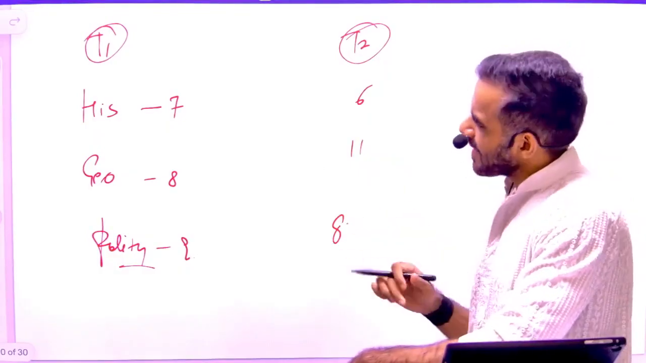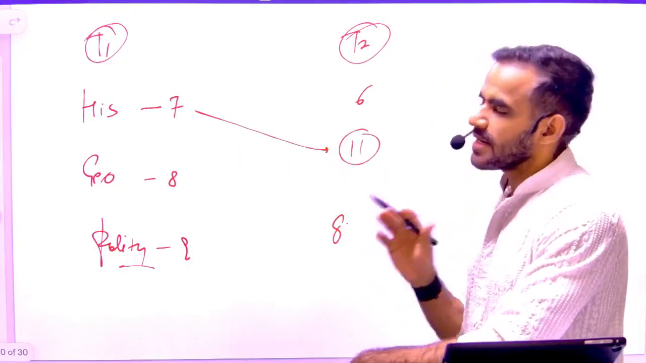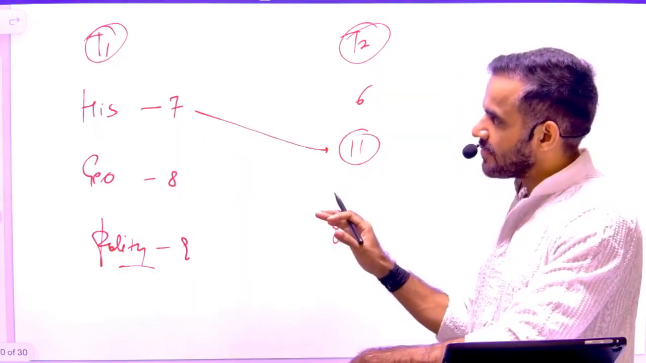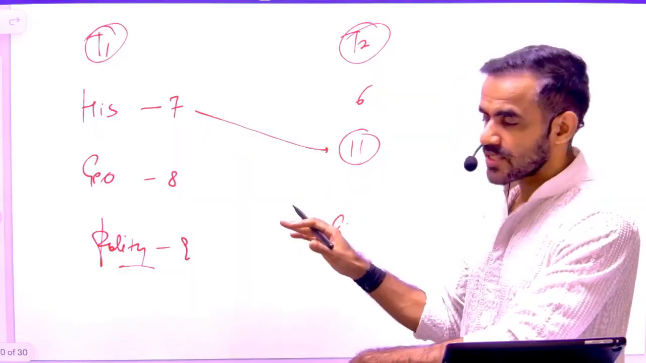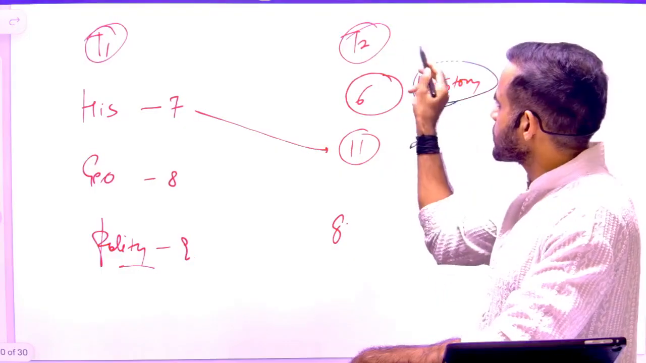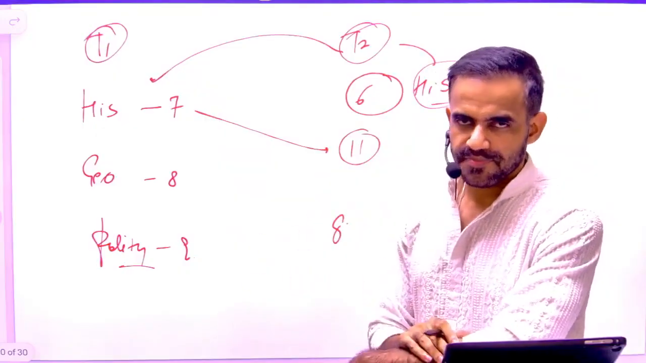So now can I say that I performed better in test 2 in history? Of course not. Why not? Because if I really want to evaluate my performance in history, what will I have to do? I will have to compare the marks of history test 2 with the marks of history test 1, right? This is how we compare things.